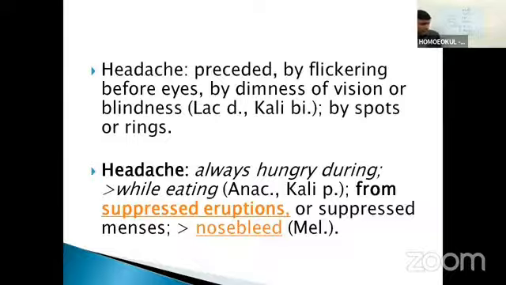And headache from suppressed eruptions, we have discussed earlier, or suppressed menses, or better by nosebleed. Headache from suppressed menses too. So here you got consequences of skin eruption, you got headache, you got asthma, you got suppressed menses. Is it clear? And better by nosebleed. And then in bracket you will get Melilotus alba.